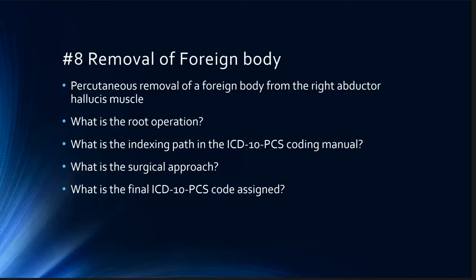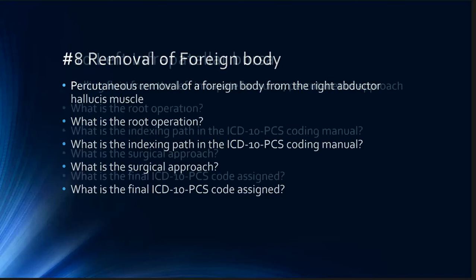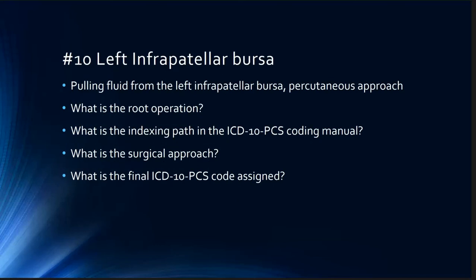For number 8, the clinical statement reads a percutaneous removal of a foreign body from the right abductor hallucis muscle. Again, you have the 4 questions: root operation, indexing path, surgical approach, and your final ICD-10-PCS code. And then for number 10, the clinical statement states pulling fluid from the left infrapatellar bursa, percutaneous approach. You have those same 4 questions.